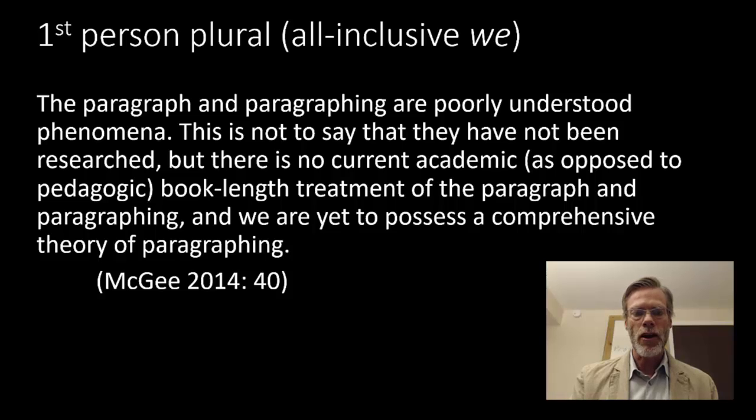And we are yet to possess a comprehensive theory of paragraphing. So it's not we as in me and you, but we as a community of scholars who are interested in paragraphing. This is yet another approach that writers use. And you can see how in different places in a research paper, a writer might choose to use I, might choose to use the inclusive we. If it's a plurality of writers, it may be the exclusive we. And sometimes the writer might choose to use the all-inclusive we.